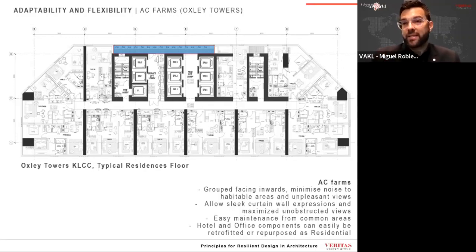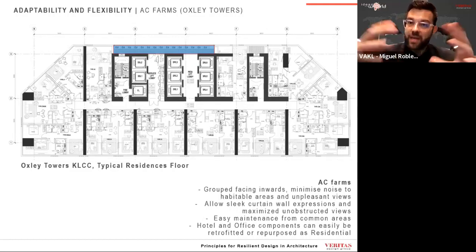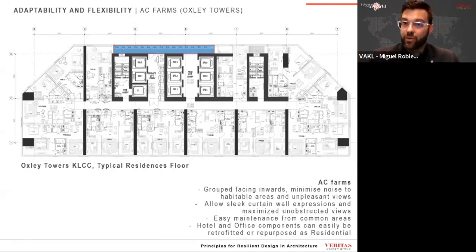Also, putting them together in a certain area allows the facade to express without the constraint of having to deal with the aircon ledges, and also to maximize unobstructed views. It also allows easier maintenance because all the units can be accessed from a common area without disturbing the residents or the occupants of the units. And very importantly, for hotel and office blocks, typical floors can be easily retrofitted with a centralized system into any other use.